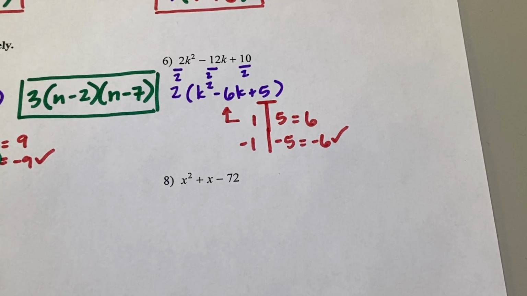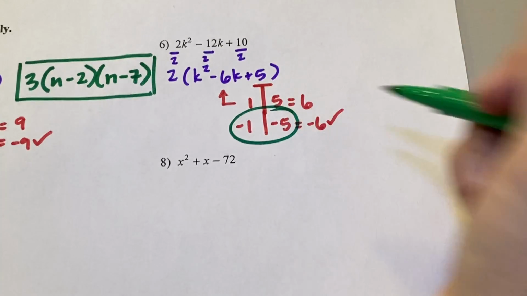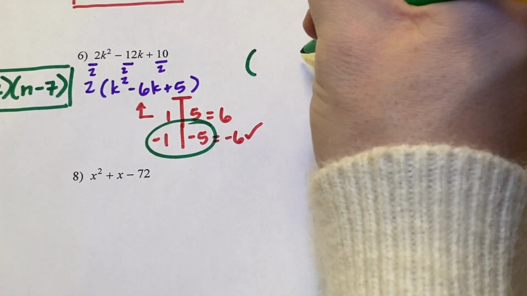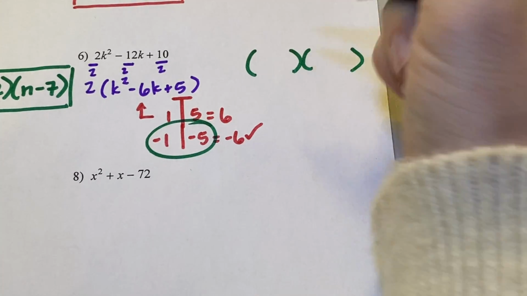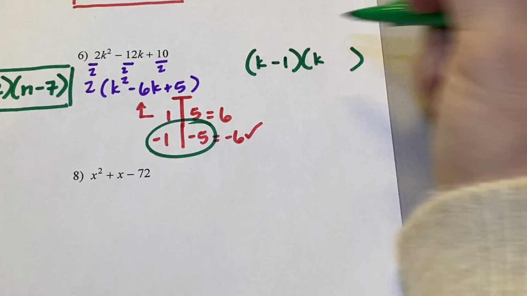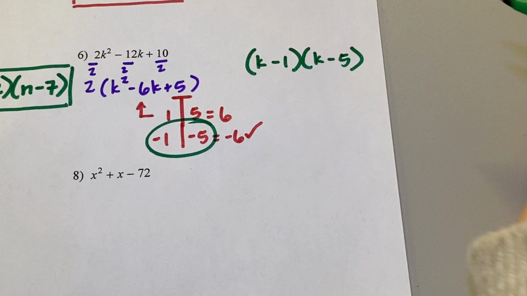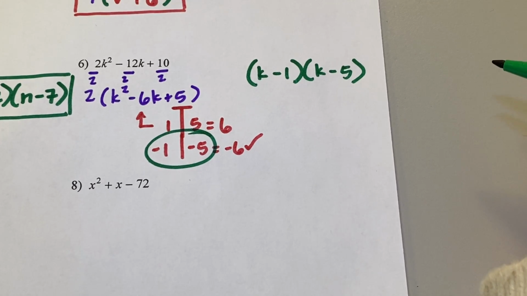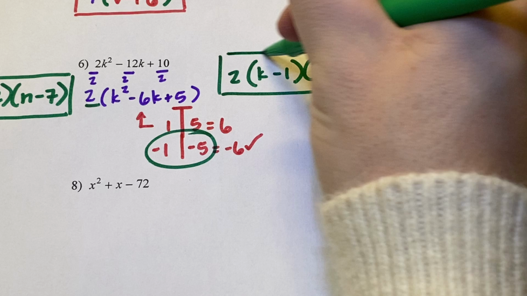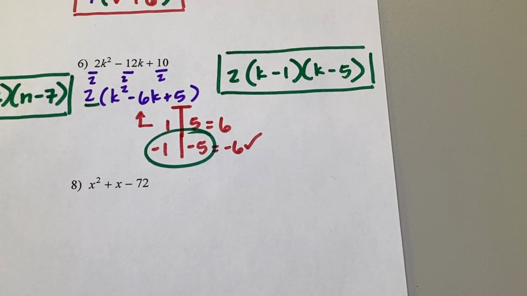Booyah. Hard part's done. We found the two factors. So now all we got to do is put it in factored form. Parentheses, parentheses. This time my variable is k, so k and k. K minus 1. K minus 5. And what am I forgetting? What did we factor out at the very beginning? 2. Put your 2 in front. Love it, you guys.